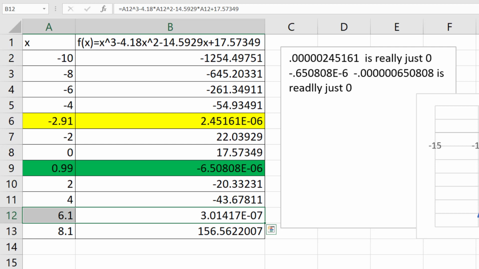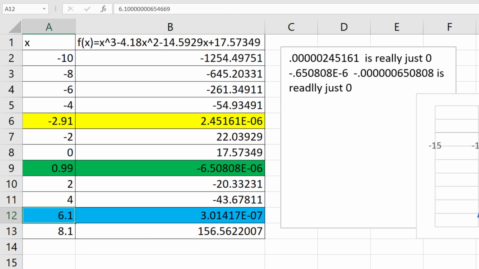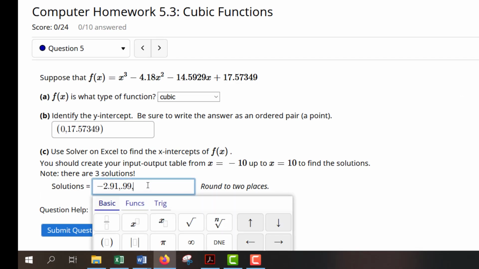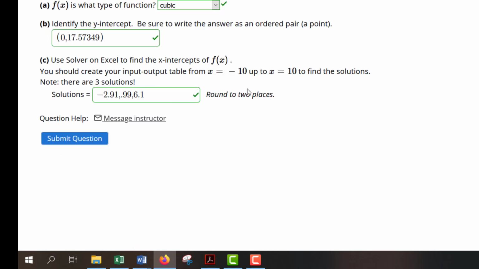And again, we get an x-intercept. Again, instead of giving exactly 0, it returns a y value that is approximately 0. It's 3.01 times 10 to the negative 7th, which is really just about 0. So the last x-intercept occurs at x equals 6.1. I put that last answer in, submit the question, and it gives me all green check marks.